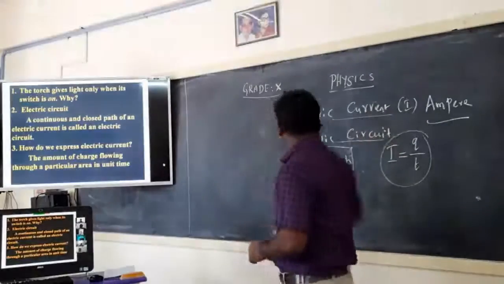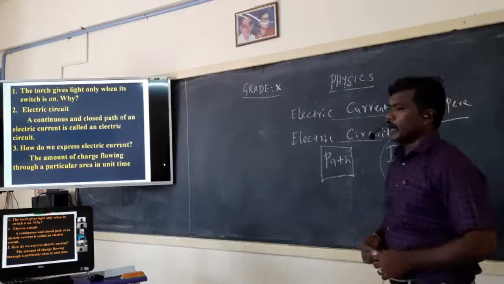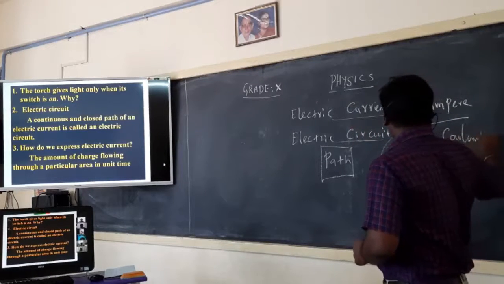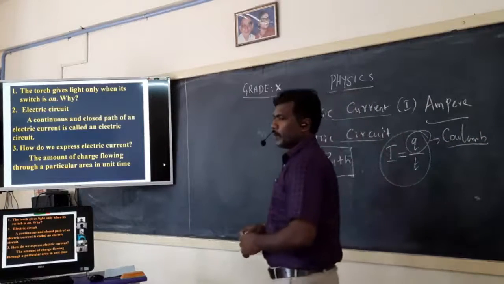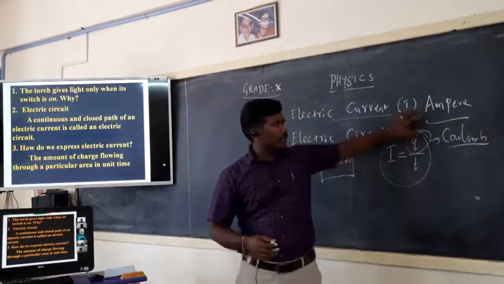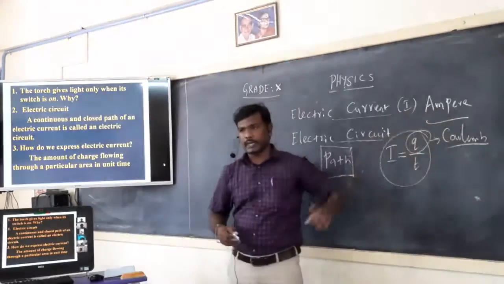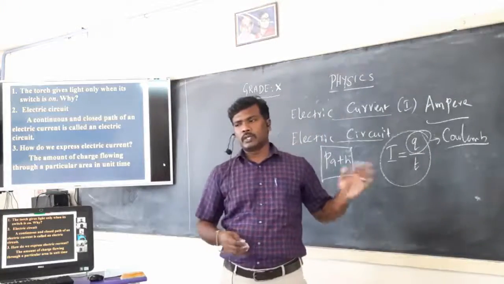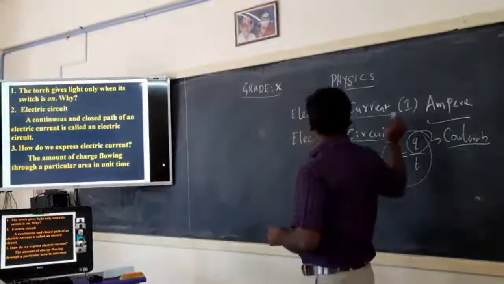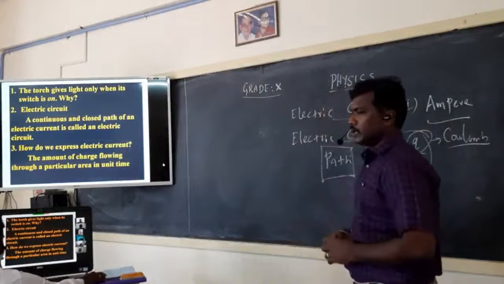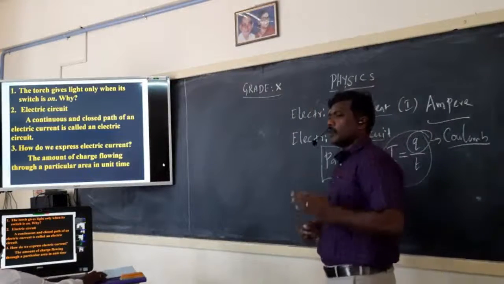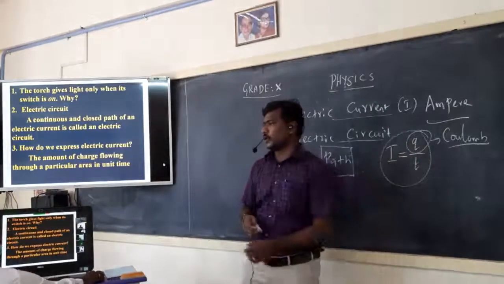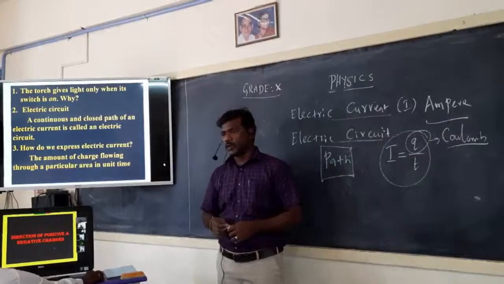Now we are going to mention the unit for electric charge. The unit for electric charge is Coulomb. Coulomb is the unit for electric charge. These two units are named after scientists. Ampere is a scientist and Coulomb is also a scientist. Okay, so these units are named after scientists. Next we are going to discuss a numerical problem, one numerical problem on the basis of I = Q/T.